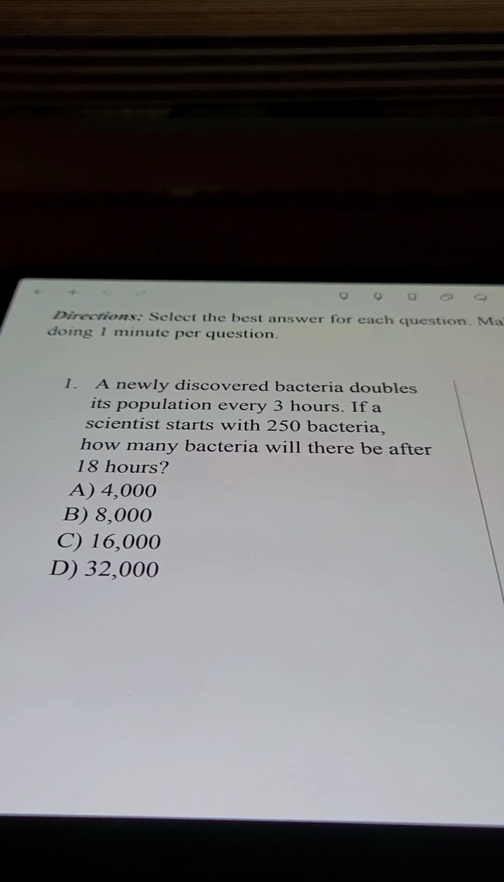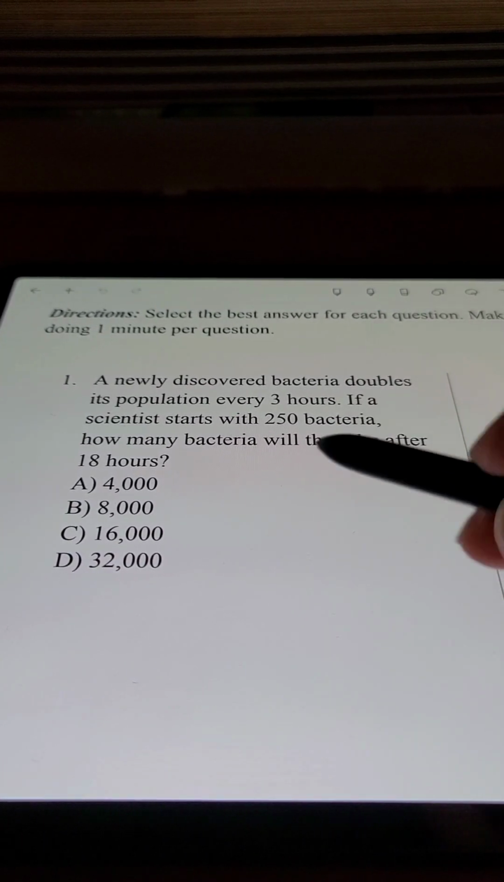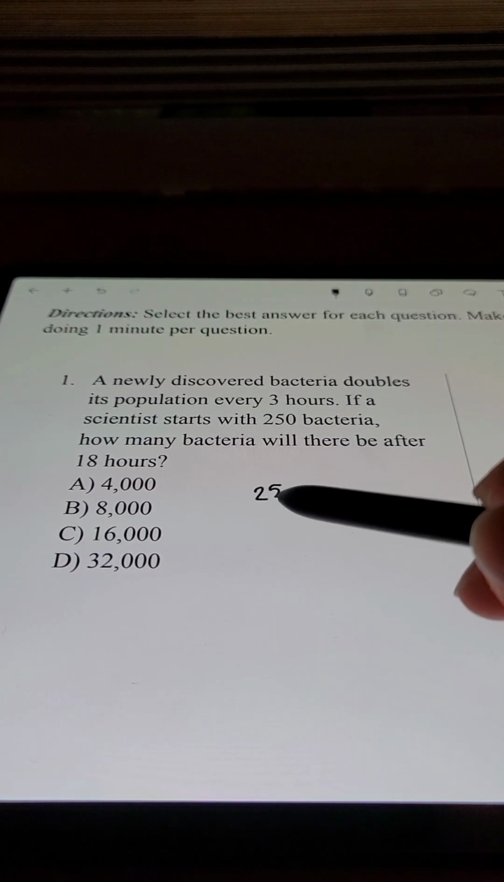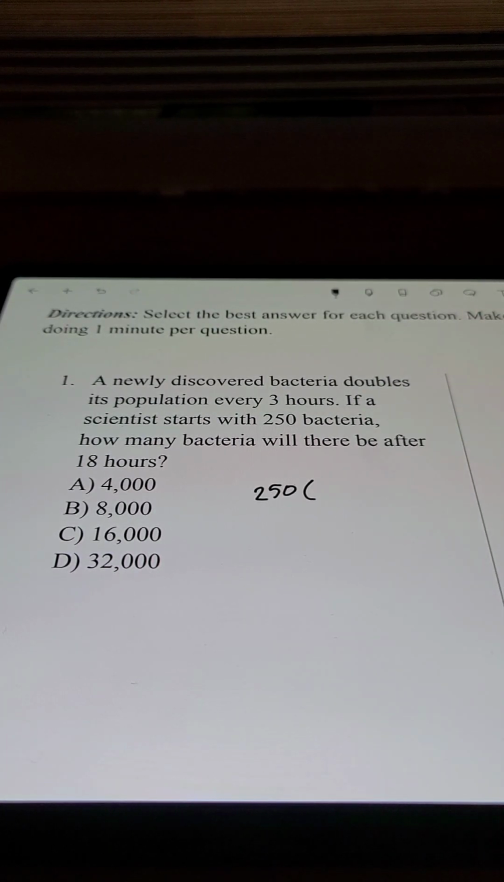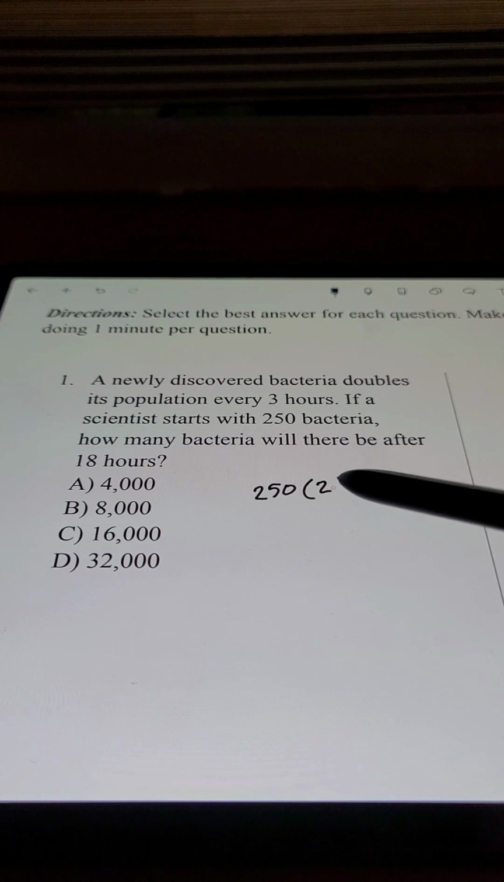So what we want to do here is we want to say, okay, what's the initial that we're starting with? So we're starting with 250 as our initial. And then we're going to be multiplying by how it's changing. So it's doubling each time. So that means we're multiplying by 2 each time.